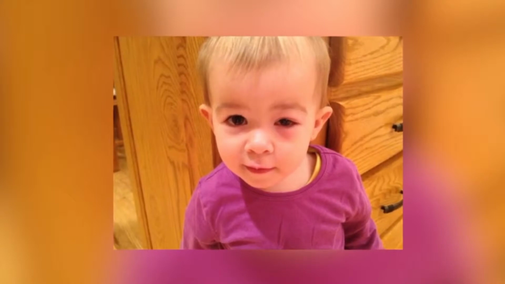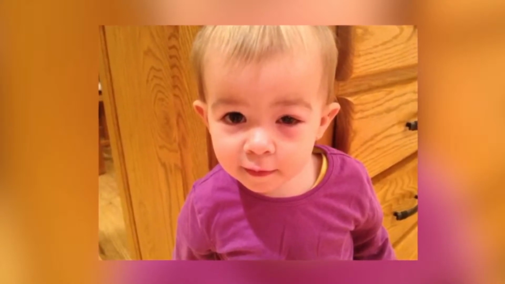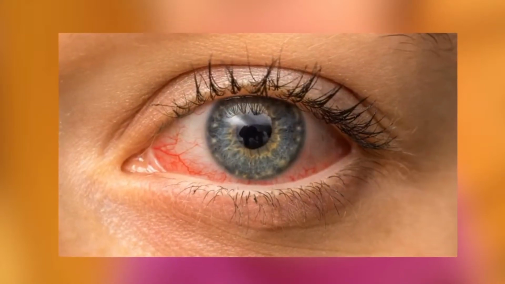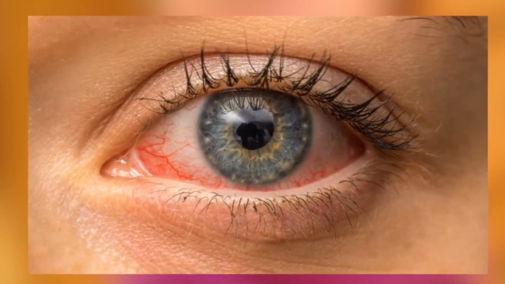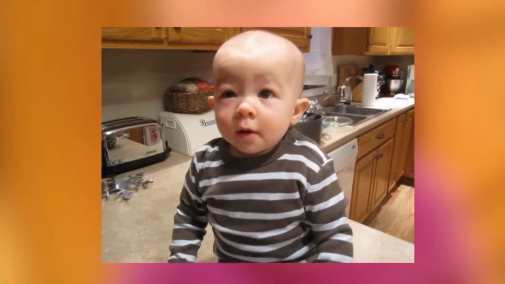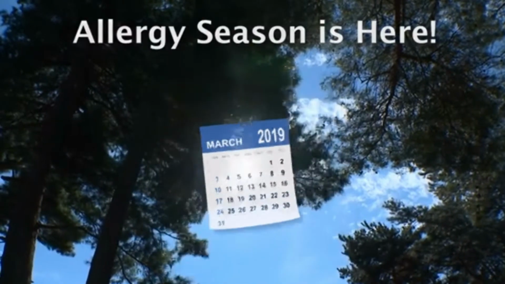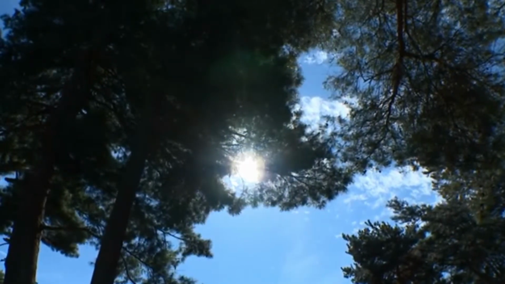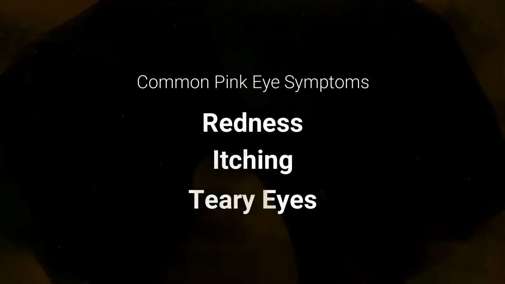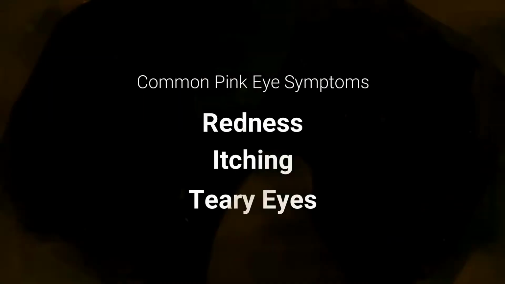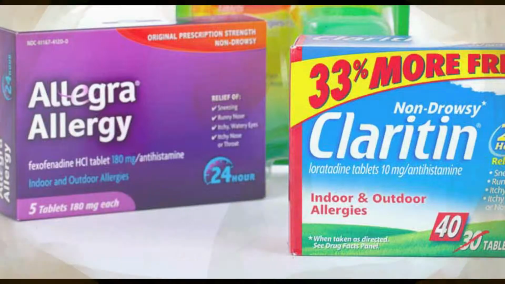Conjunctivitis or pink eye is most commonly seen during this season. Viral and bacterial pink eye is at its peak during the cold and flu season. However, as spring blooms, allergies are the ultimate cause of this illness. The most common symptoms include redness, itching, and the tearing of the eyes. Fortunately, allergic conjunctivitis can be treated with antihistamines.